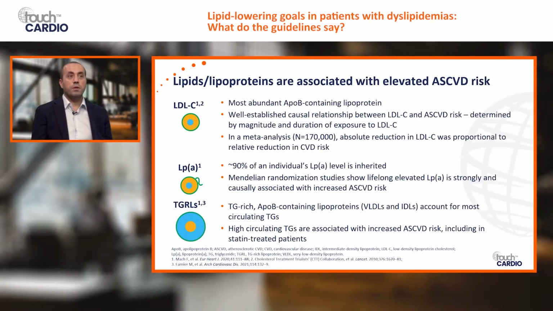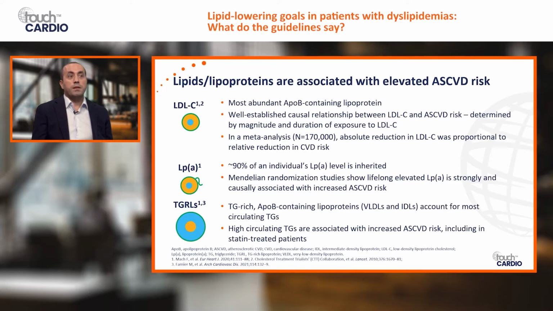First, let's talk on lipids and lipoproteins and their association with elevated ASCVD risk: LDL cholesterol, Lp(a), and triglycerides. LDL-C is the most abundant ApoB-containing lipoprotein, and there's a well-established causal relationship between LDL-C and ASCVD risk, both determined by magnitude and duration of exposure to LDL-C.